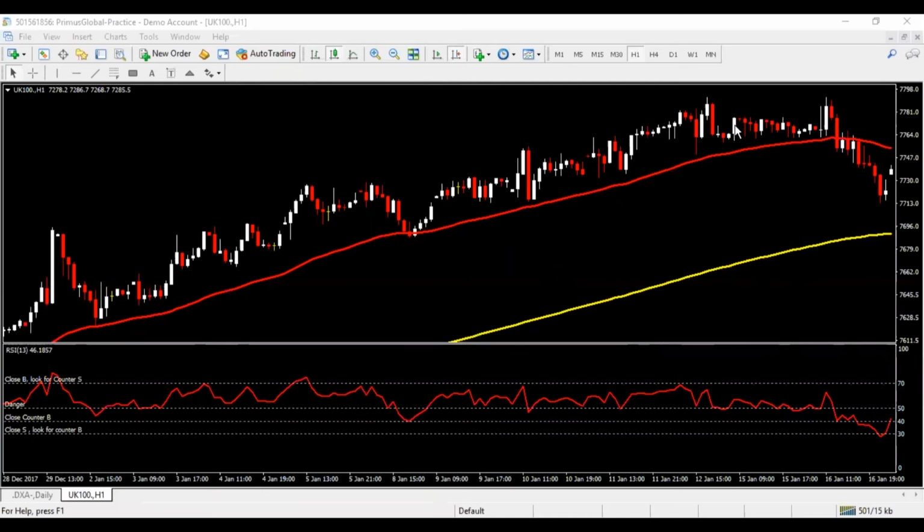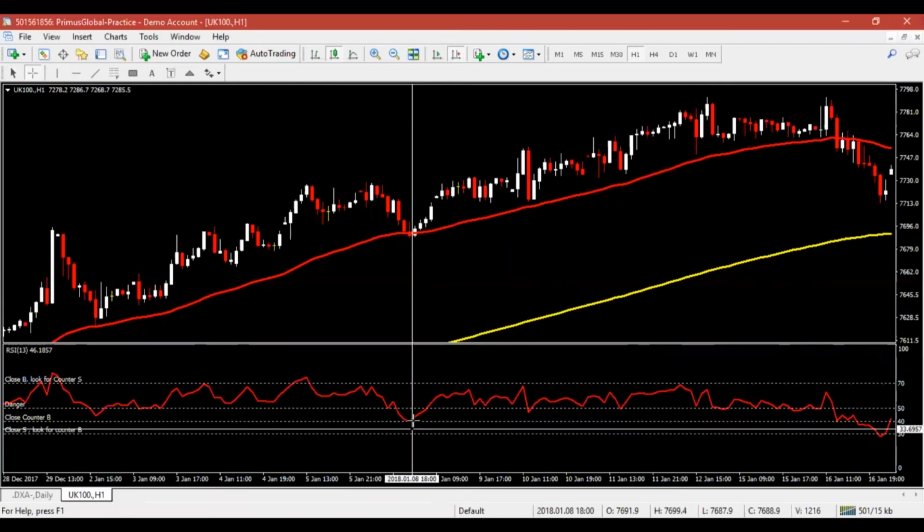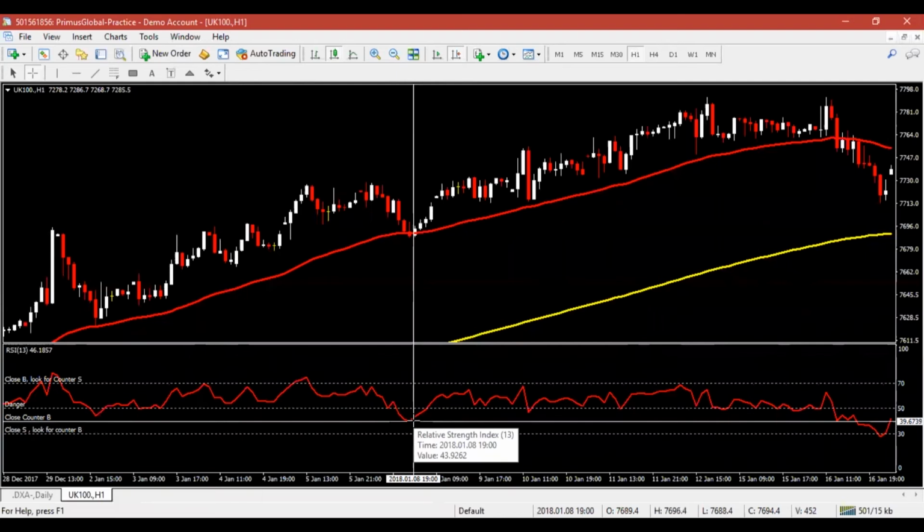Does RSI matter when we're entering the trade? Yes, Lwazi, RSI does matter because let's go back to where I entered. Remember, since you're buying, you want everything to point upwards. So here, what's RSI pointing at? What's the direction? It's upwards. Beautiful. Enter my trade.